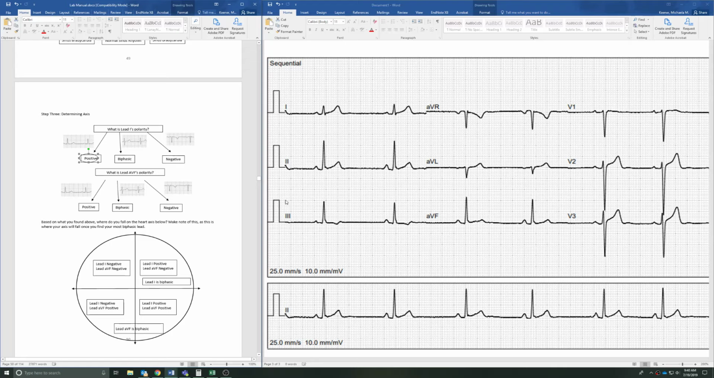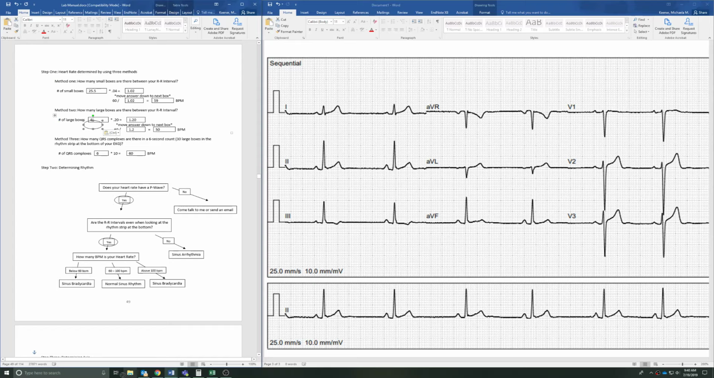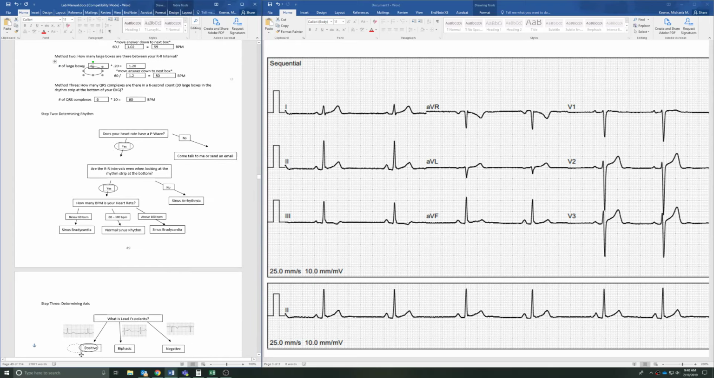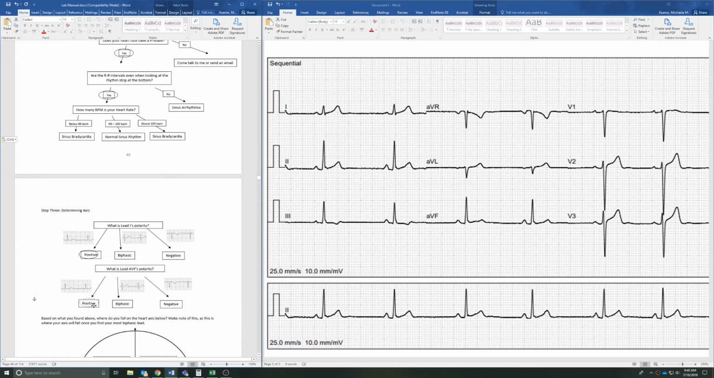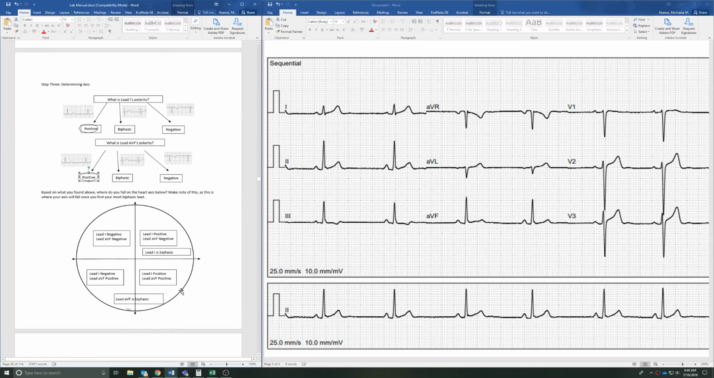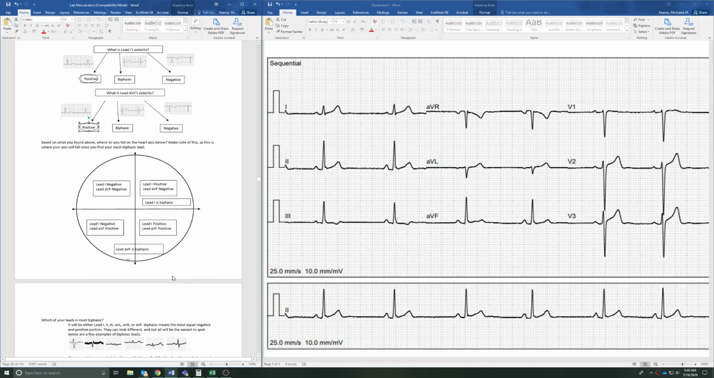And then we're going to look at AVF. Important thing when you're determining axis is remember you're only looking at these first set of leads, which is why I've already zoomed in so you don't see the other 6 leads to the right, all the V leads. You should be using these first 6 on the left-hand side. So AVF is very positive. And so if both are positive, we can expect our axis to be somewhere down in this quadrant.